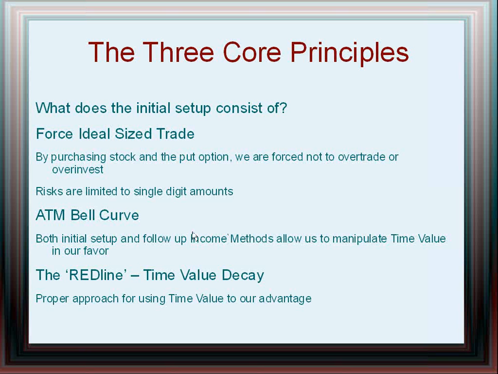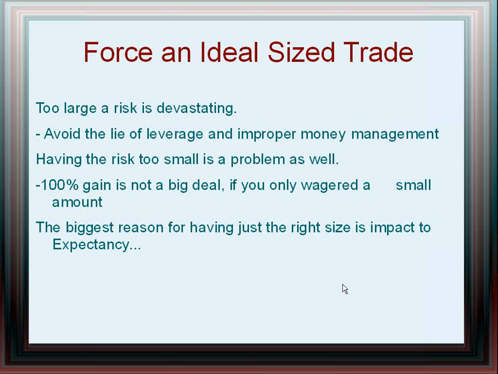Okay, the ATM bell curve. Both the initial setup and the follow-up income methods allow us to manipulate time value in our favor. As we're going to see in the ATM bell curve in a moment, we want to sell premium dear and buy premium cheap. And then, of course, the red line, the time value decay, is the proper approach for using time value to our advantage. If I just bought the 1 month out option on that standard married put position, I'm going to realize a very rapid time decay. Even if I bought a call that's 2 months out or a put that's 2 months out, I'm going to see a very rapid time decay. This is why we're going 5 months out in time.